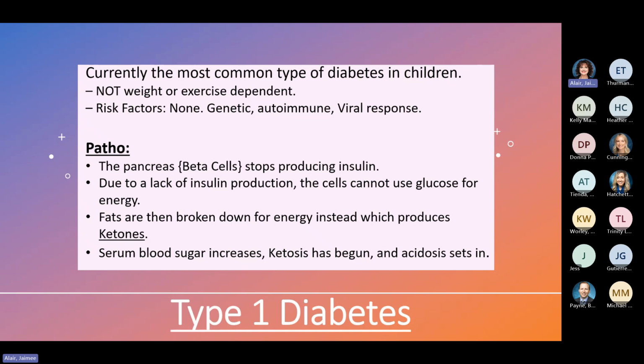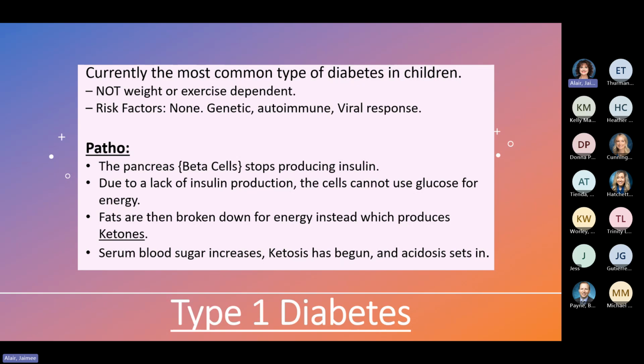Type 1 diabetes is the most common type of diabetes in kids. This is not related to weight or exercise. There's nothing they can do to prevent having type 1. So it's genetic or autoimmune. Sometimes children go through a viral illness and then they develop type 1 after that.